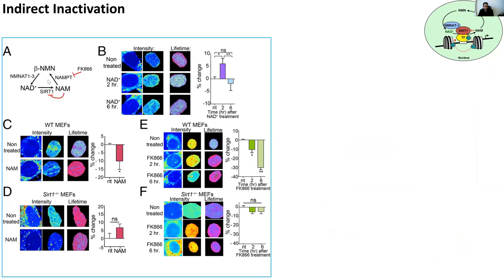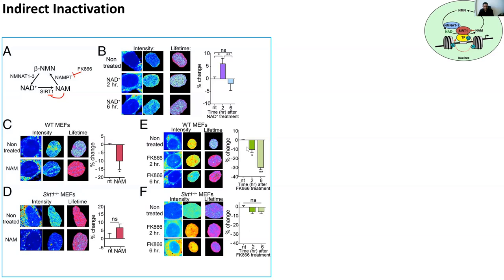And we did it by blocking NMPT again. We added NAM, which is actually an inhibitor of SIRT1, and by adding NAD+. So in non-treated cells, with NAD+ and NADH over time, you see there is a change, but then the change slowly goes away, which is shown here. However, with NAM, you see the reverse change, which you expect from this, right? And in SIRT1 negative cells, there is no change.